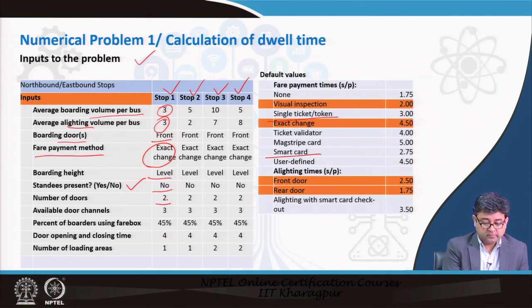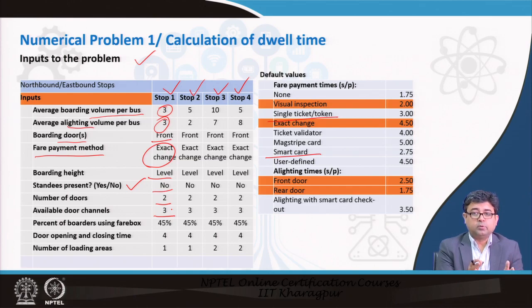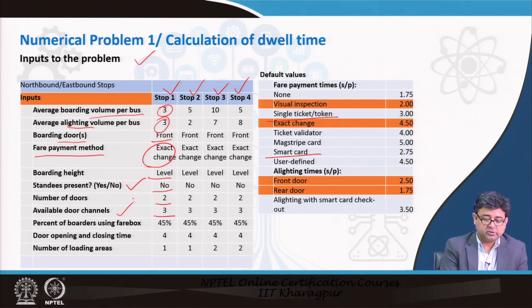Number of doors, available door channels. Door channels means if it is a 2 door that opens into the bus, then the door will have 2 channels. Although it will be considered as one boarding gate or boarding door, it will have 2 panels, right. So, if 2 panels open up, that means 2 rows are formed. It is one door, but now there are 2 channels, right. So, that is what is known as channels. Percentage of boarders using fare box.